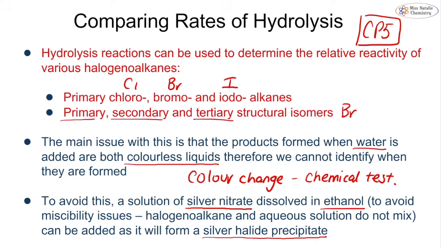And that just helps us get over any miscibility issues, because our halogenoalkane and our aqueous solution are not going to mix particularly well, because we have an overall non-polar and polar substance trying to mix together, and we already know that like dissolves like. So there's going to be a bit of a problem there. So if we dissolve it into the ethanol, it's just going to be a little bit easier for us.